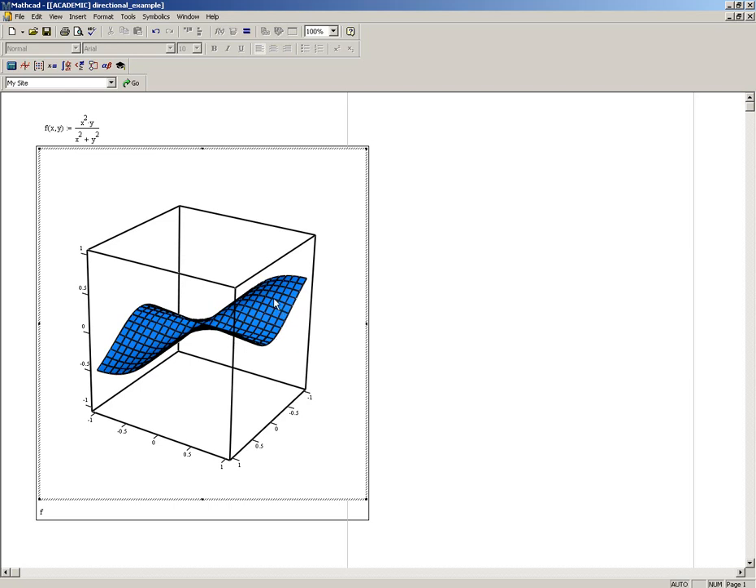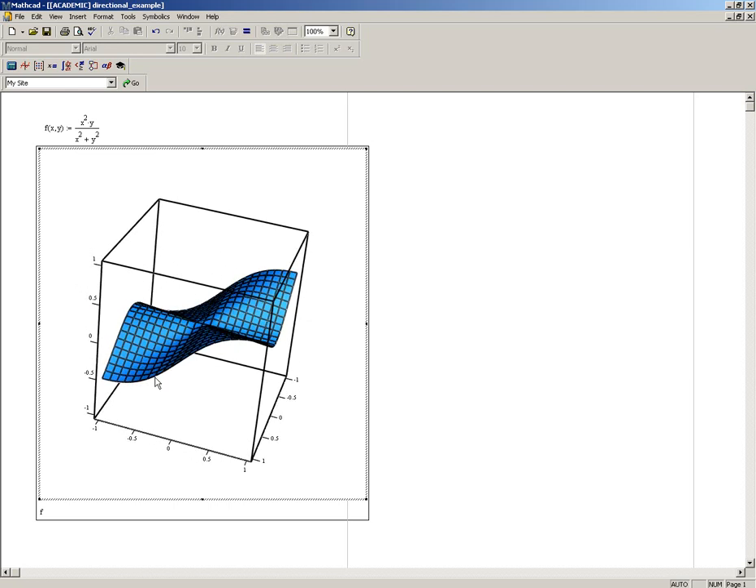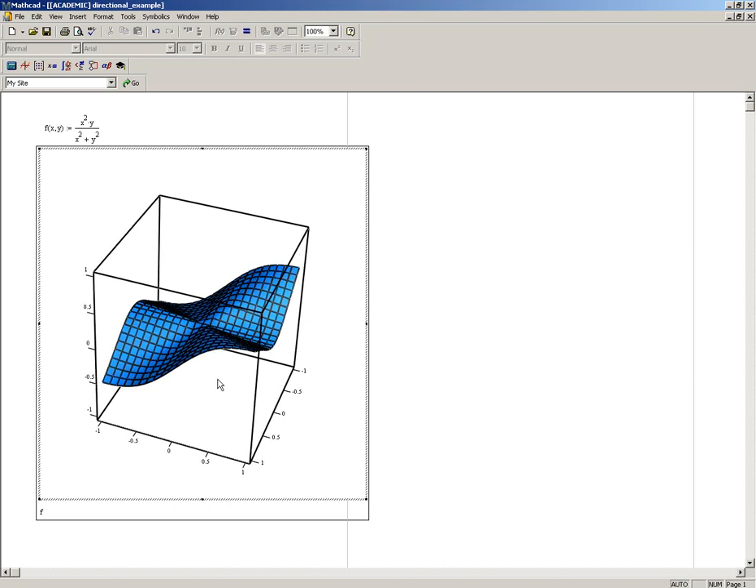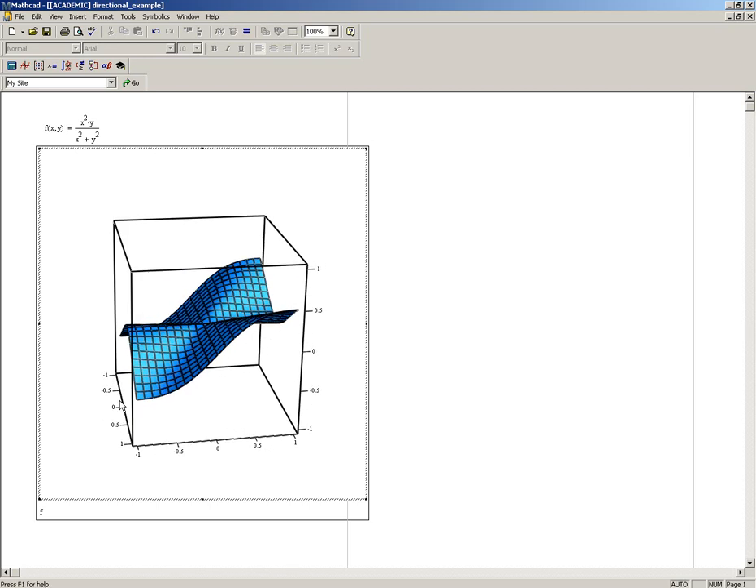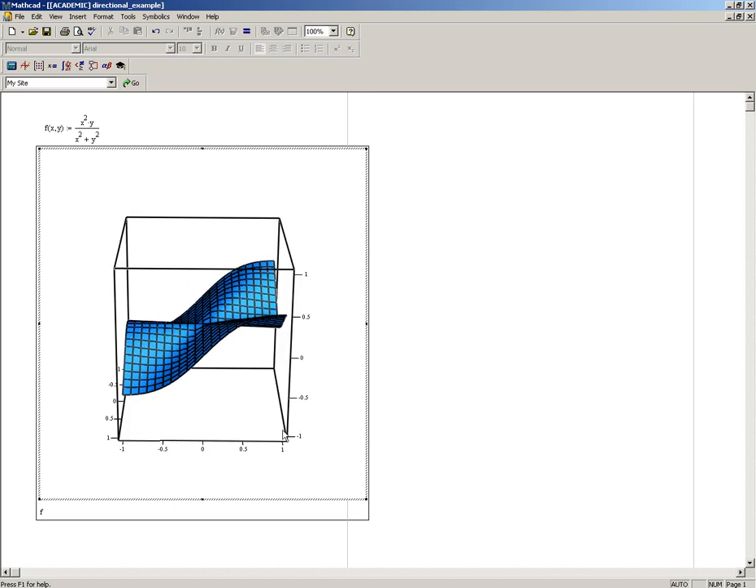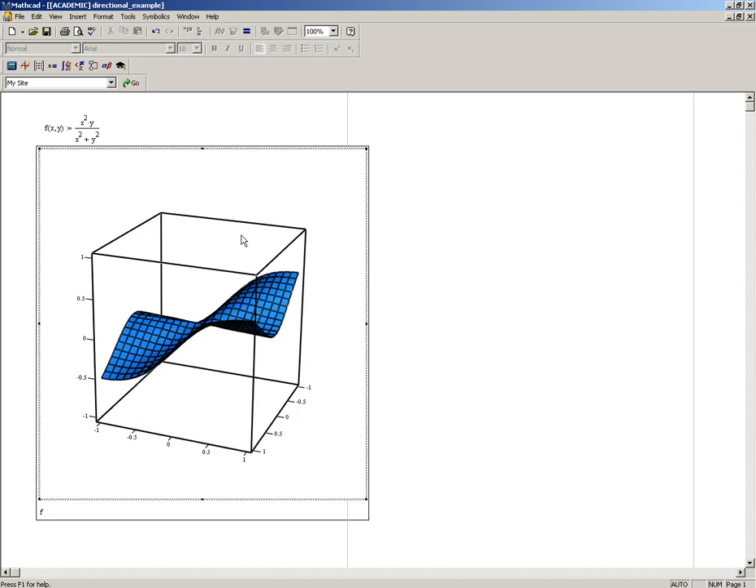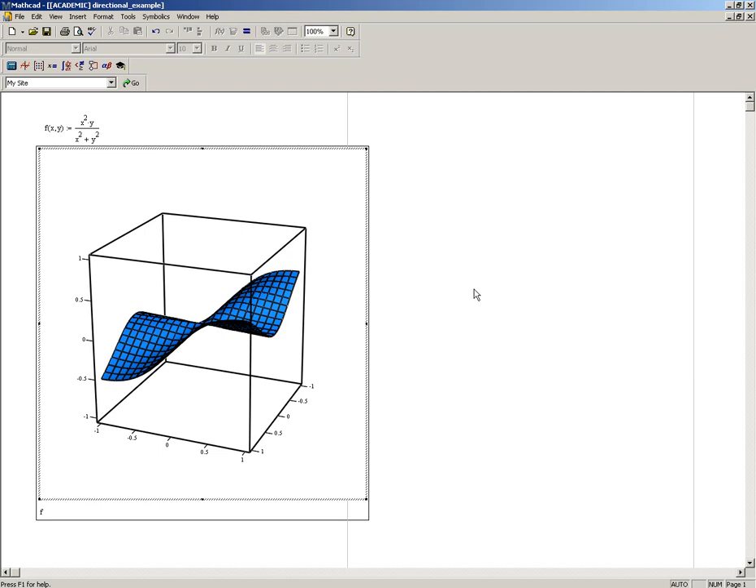And so it's something that oscillates around like this. We can see that this function is nice and continuous. Like I say, this shape always reminds me of something like a butterfly, and we get nice straight derivatives in all the directions that come off the coordinate axes here. And so that is a function that has directional derivatives.